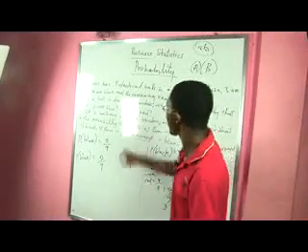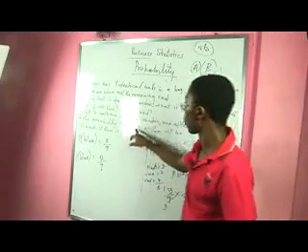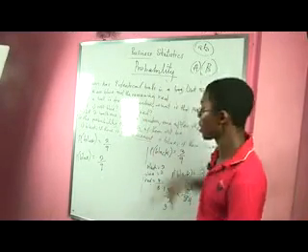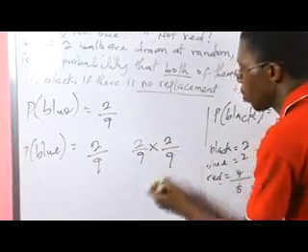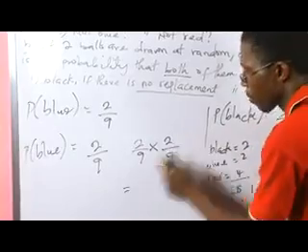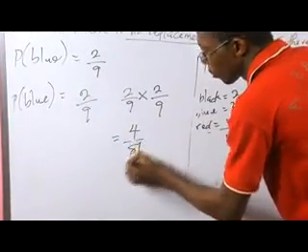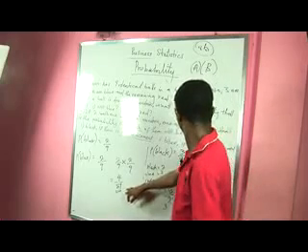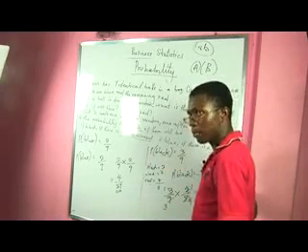Therefore, the probability of picking both, the word both shows, just like I explained earlier, that it is an independent event. It is 2 over 9 times 2 over 9, which is going to be 4 over 81. So that is our value for the probability of picking the two to be blue with replacement.